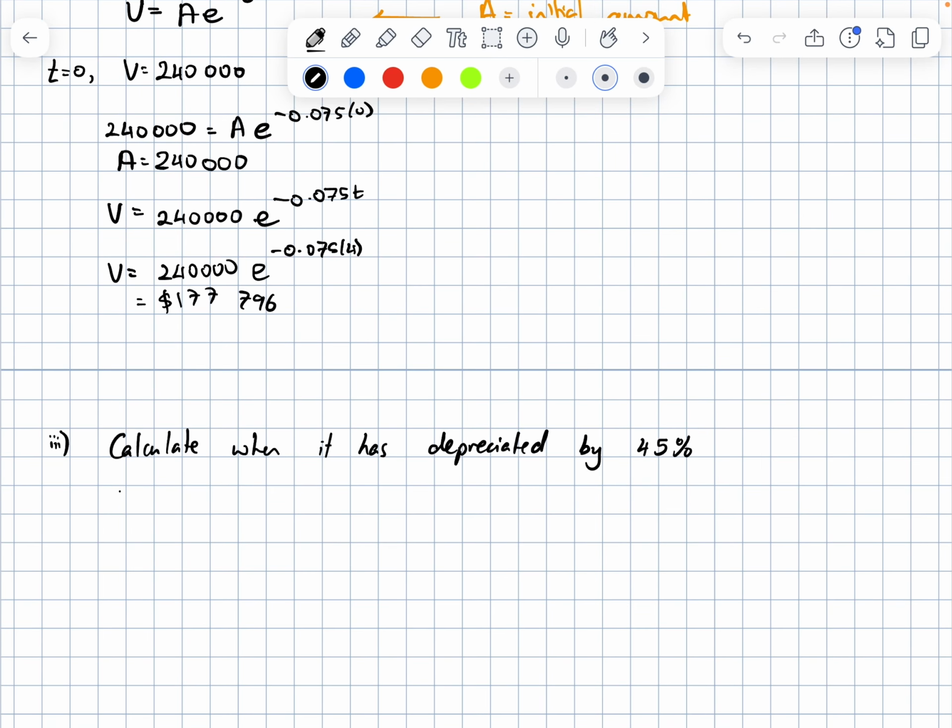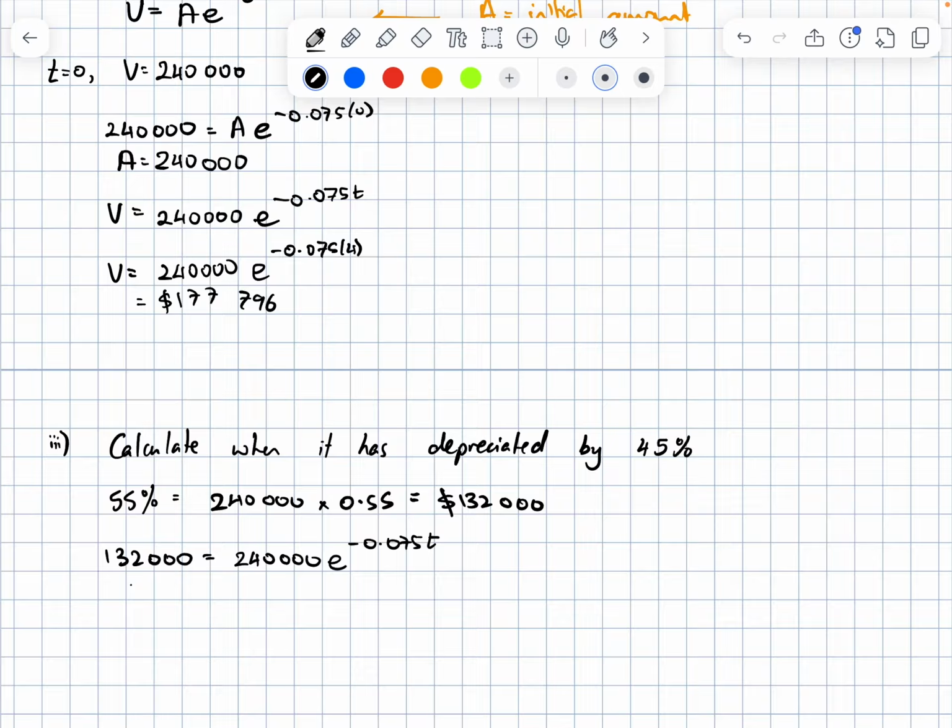Part 3, calculate when it has depreciated by 45%. So that means it's gone down by 45%, which means that its actual value is 55% of its starting point. So let's find that value at 55%. It will be 240,000 times 0.55, or 132,000. So we need to know what is t when V is 132,000. So 132,000 equals 240,000 e to the power of negative 0.075t.